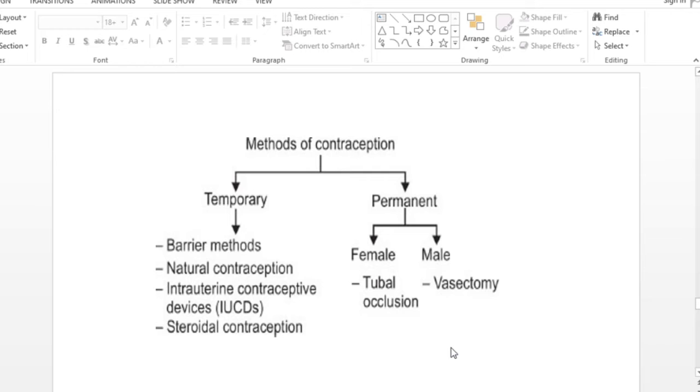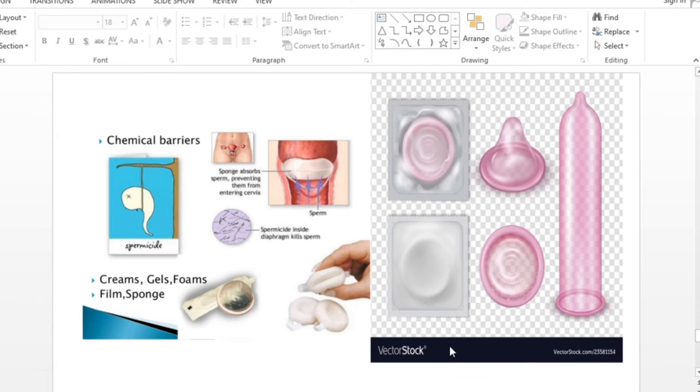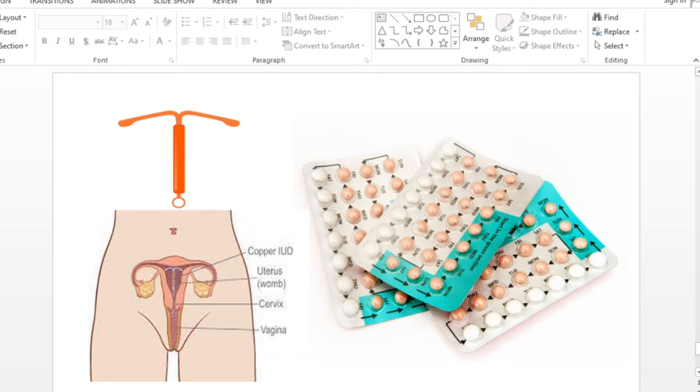Barrier methods include coverings like a condom for the penis and cervical caps for the vagina, which prevent the exchange of sperms between the male and female body. Chemical methods involve the intake of pills orally by females, which changes the hormonal balance of the body and prevents the egg from releasing. So it can also cause side effects since it allows hormonal changes.